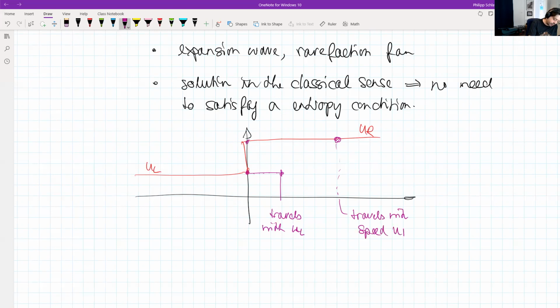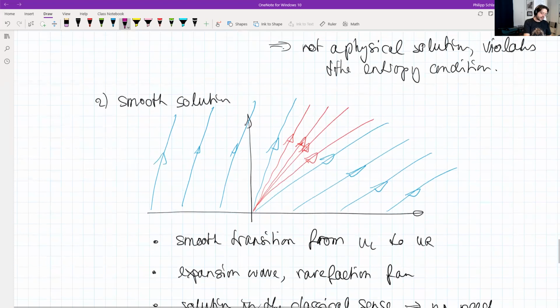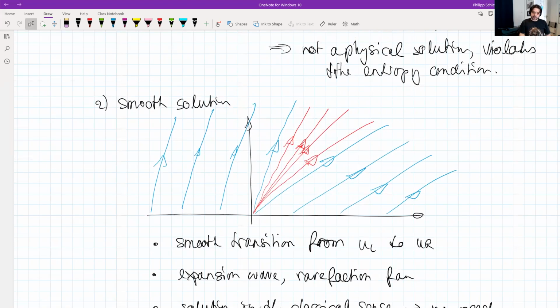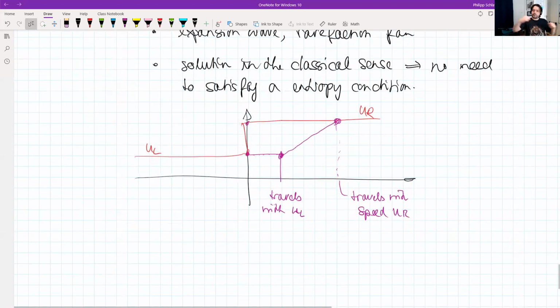Speed UR. And in between, from this point to this point, we will have a straight line which corresponds to this expansion fan. It needs to be straight because all the waves start in the same starting point, in the point of discontinuity at time 0, but then it just fans out smoothly. And this is, as I said, a classical solution. There's no discontinuity.